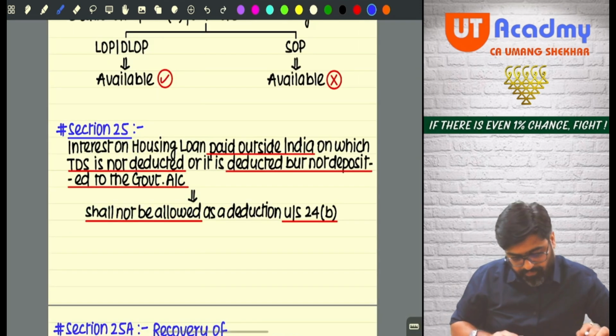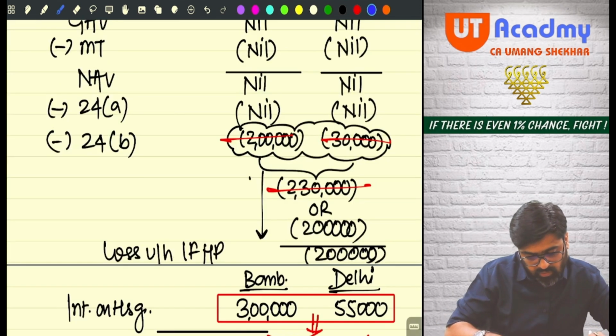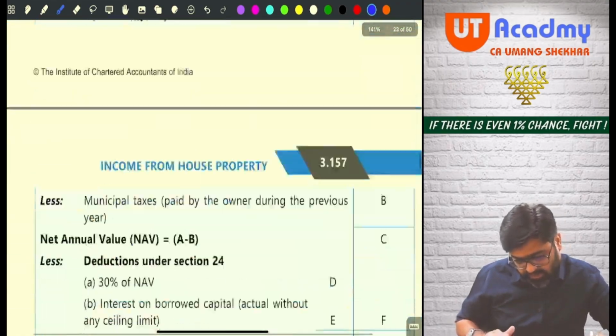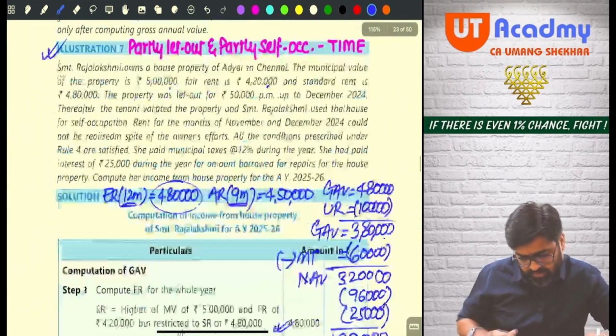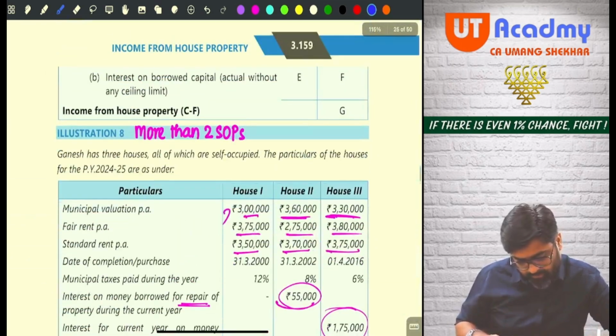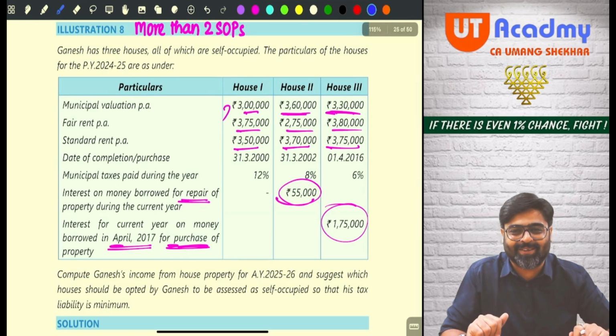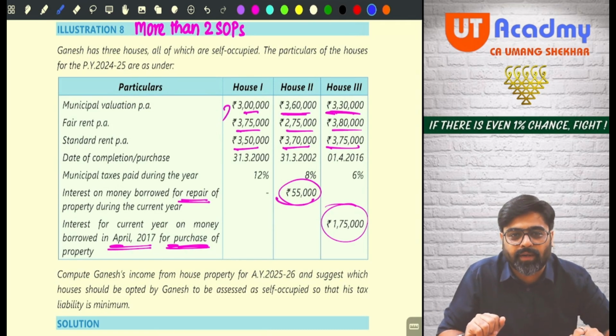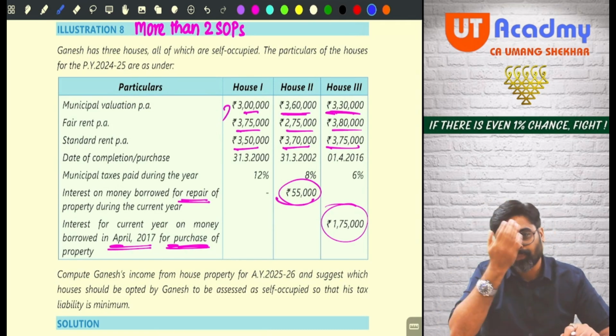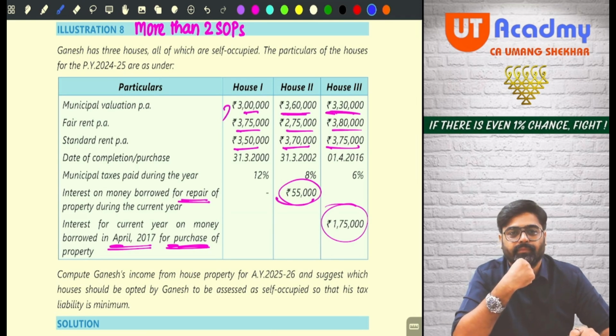Come on. Now let's go to the next question. Let's see what type of question it is. Okay, now it is partly let out, partly self-occupied. More than 2 SOPs. This is a very interesting question. Mark this question important. Start solving.